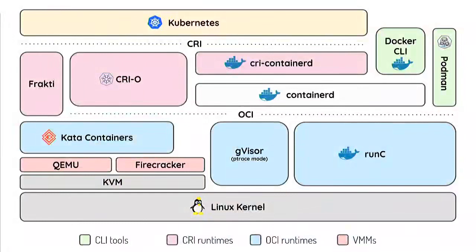That's where I stopped. So you have CLI tools in green, you have CRI runtimes in purple, OCI runtimes in blue, and virtual machine managers in red. And you can see which ones are actually complementary, which ones can be used as alternatives.